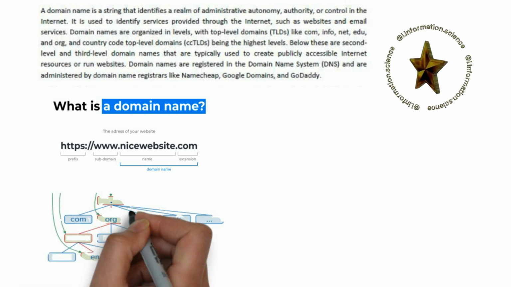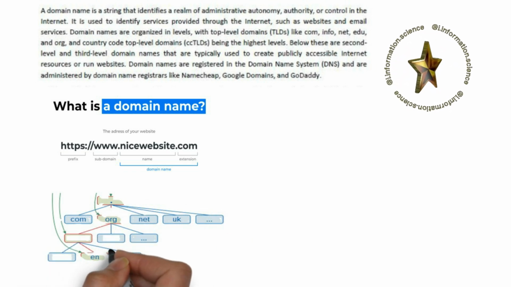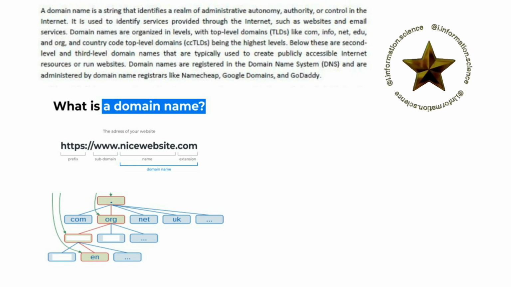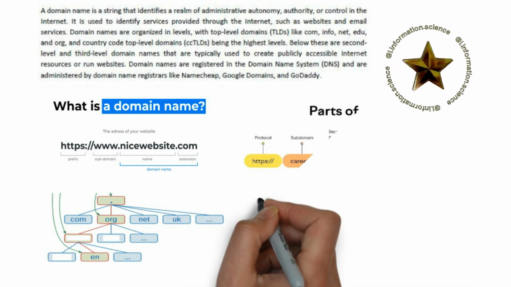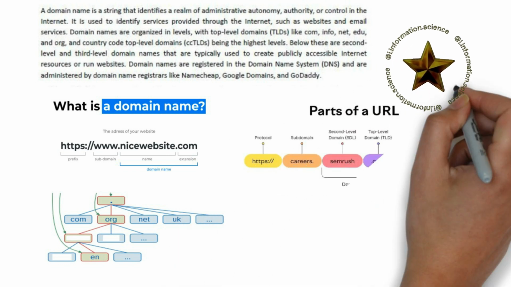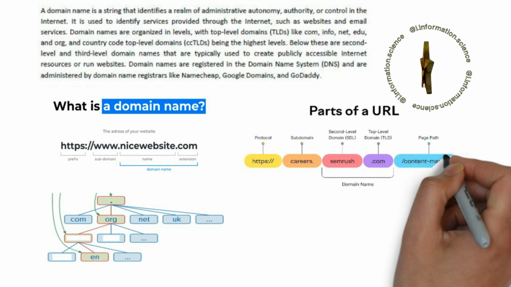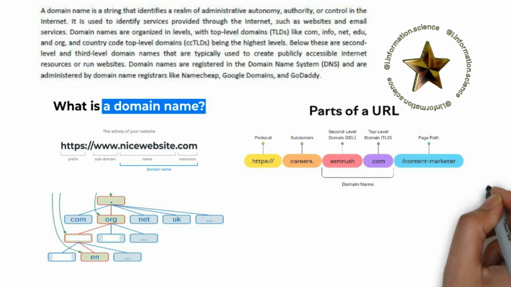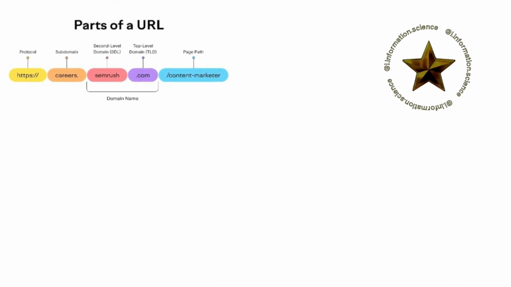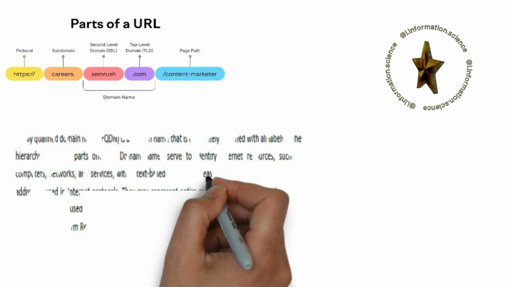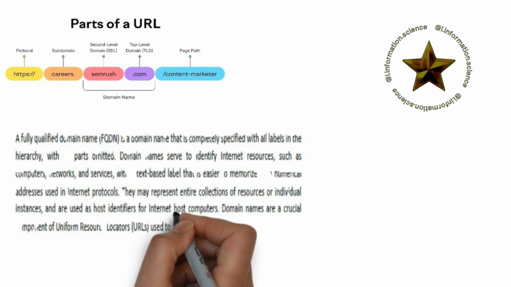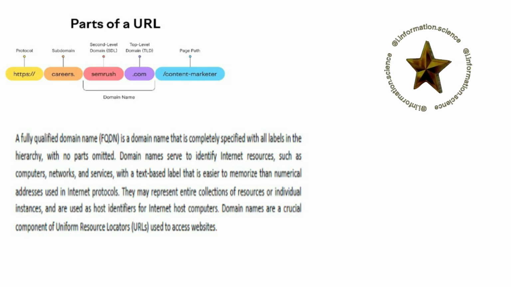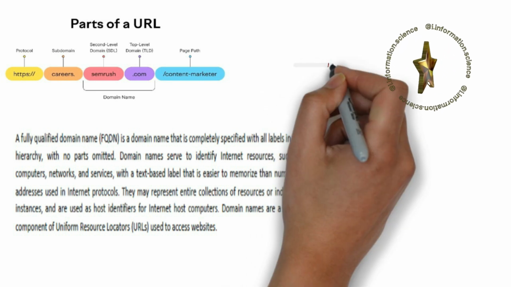Below these are second-level and third-level domain names that are typically used to create publicly accessible Internet resources or run websites. Domain names are registered in the Domain Name System, DNS, and are administered by domain name registrars like Namecheap, Google Domains, and GoDaddy. A fully qualified domain name, FQDN, is a domain name that is completely specified with all labels in the hierarchy, with no parts omitted.